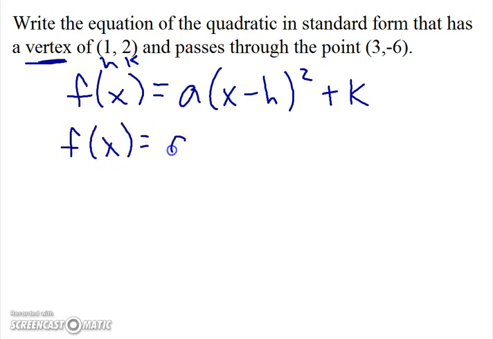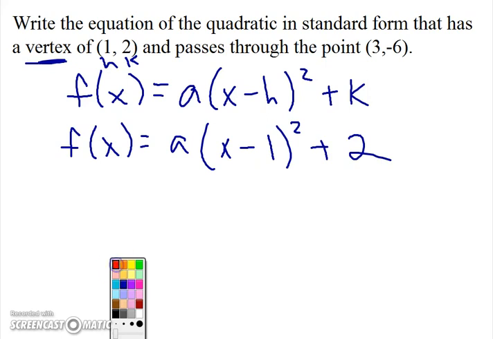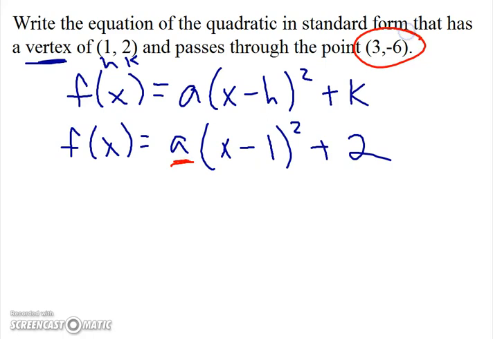f(x) = a(x - 1)^2 + 2, because remember those are opposites. Well, that's everything I need to know except for I don't know what this a value is. But I do know another ordered pair that I can plug into the equation to find that a value. So that's exactly what I'm going to do. I'm going to replace f(x), that's an x and an f(x) up there.